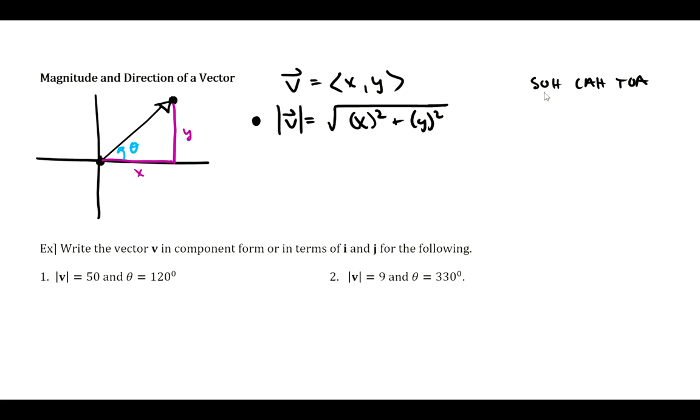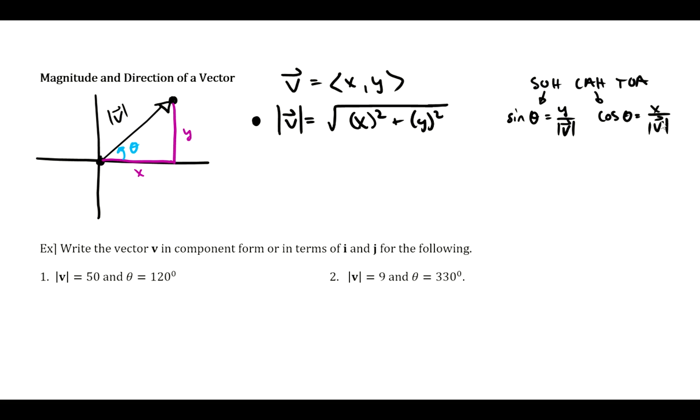SOHCAHTOA would tell us that sine of theta is equal to the opposite, y, over the hypotenuse. I'm looking at it as a right triangle. The vector itself is v, but I'm going to mark the length for now. So I'm looking at it as the geometric triangle with lengths involved, which means the magnitude of v is the hypotenuse. And then cosine, we can do something similar. Cosine of theta would be x over the magnitude of v.